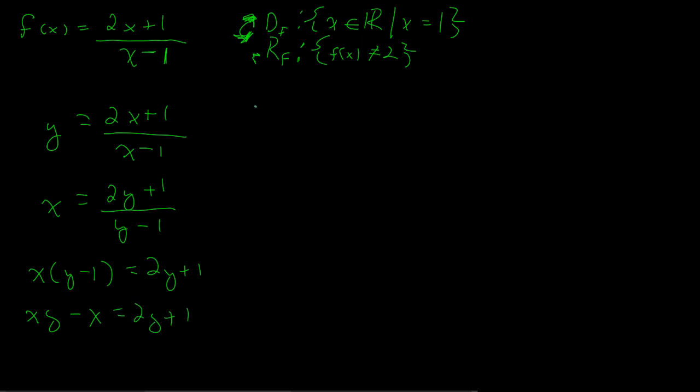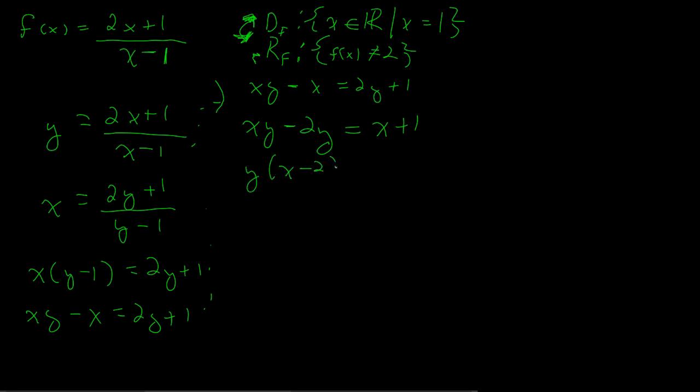I'm going to bring this up here, and I'm going to get my y's together. Let me rewrite what I have over here. x equals 2y plus 1. I'm going to move all my y's to the left-hand side, so I get xy minus 2y. And I'm going to move this x over to the right-hand side, so I get x plus 1. Now, both of these have a y in them, so I'm going to factor out a y. And then I'm going to divide by x minus 2.